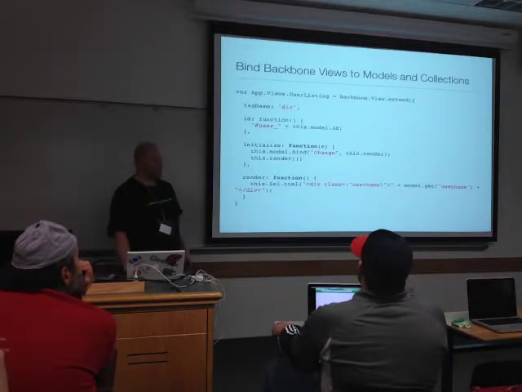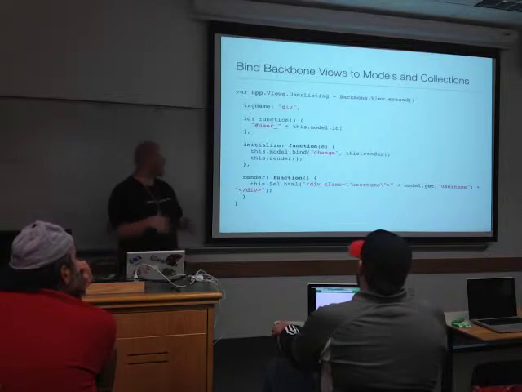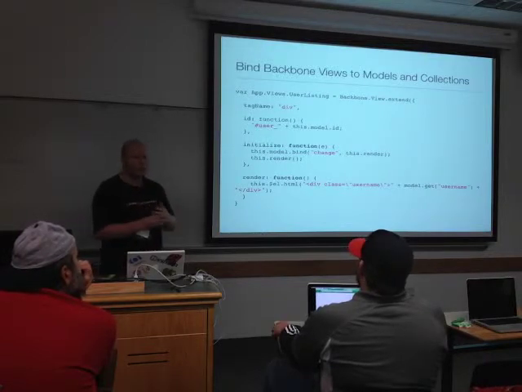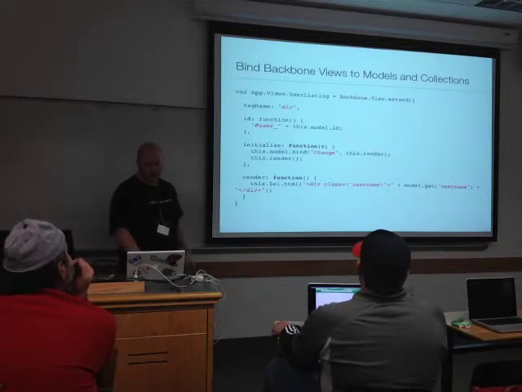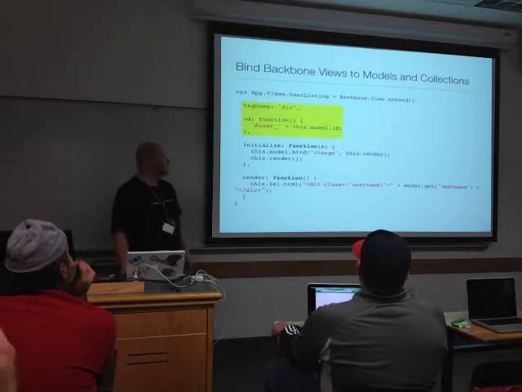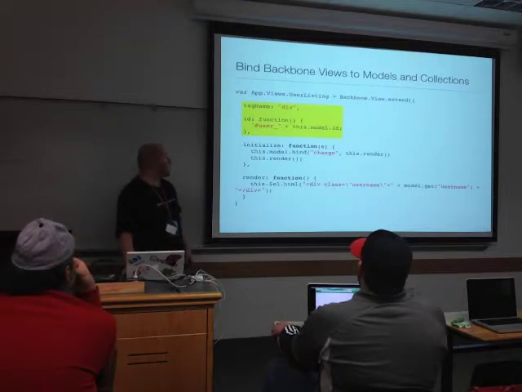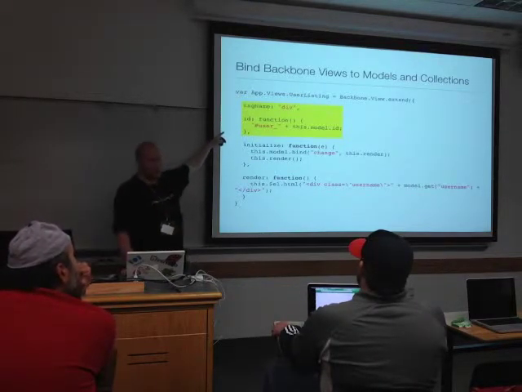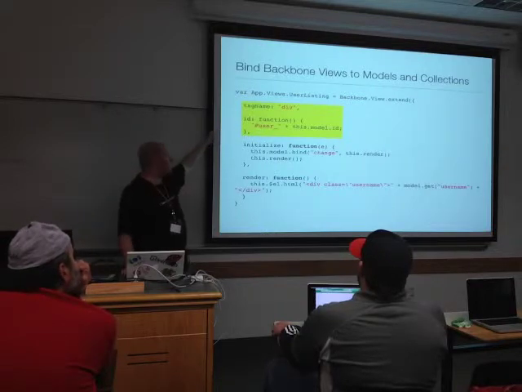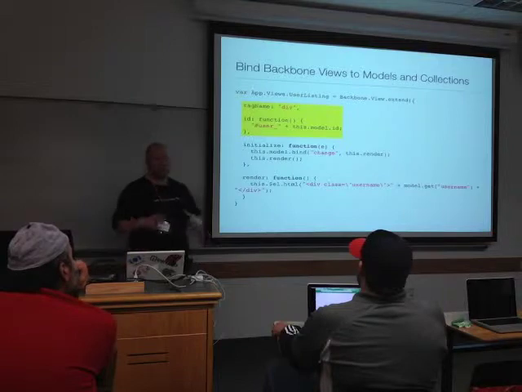So let's go ahead and look at binding the views to the models. Because this is our next step. This is our step two, right? So if something changes in the model, we need it to change in the HTML. So what we do is we set up a tag name. Now this is just like the EL that we had before that was a selector. There are a whole bunch of these. There's tag name, ID, class name, and so you can identify each of these.